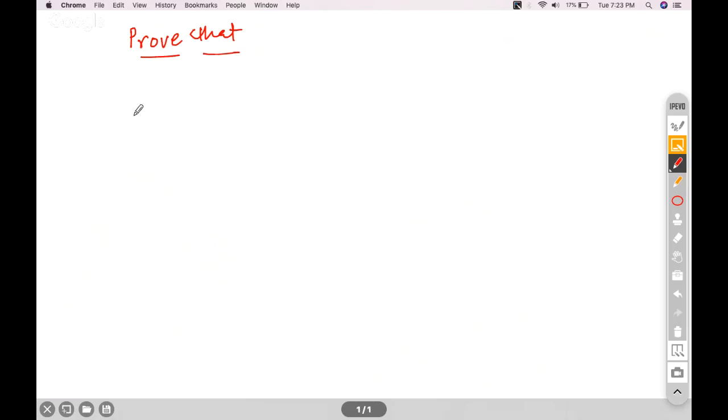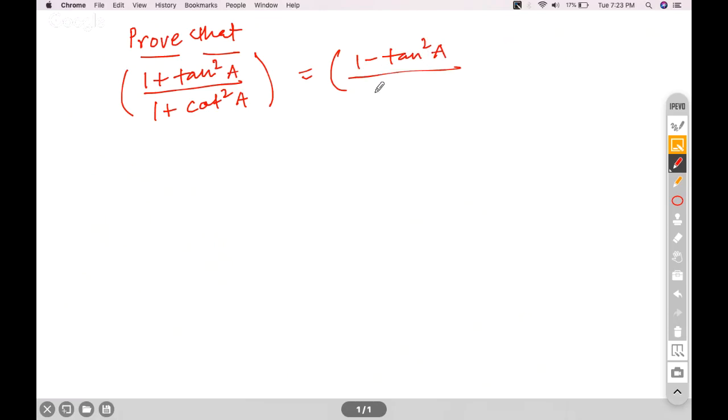prove that (1 plus tan square A) divided by (1 plus cot square A) is equal to (1 minus tan A) whole square divided by (1 minus cot A) whole square, and that is equal to tan square A. Just prove it.